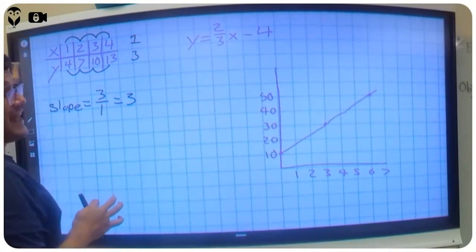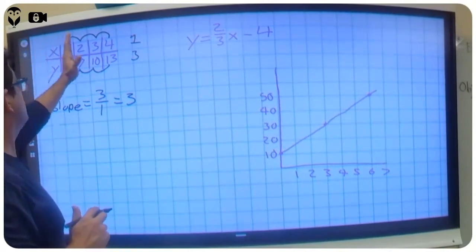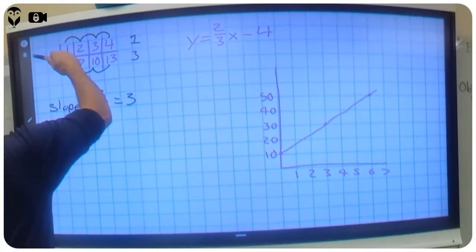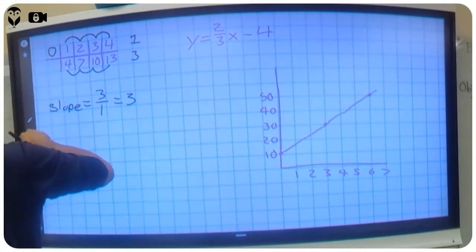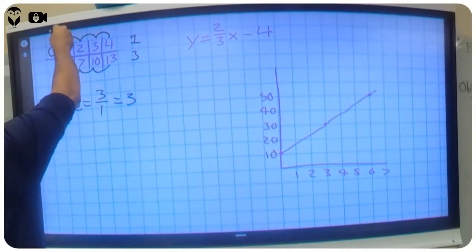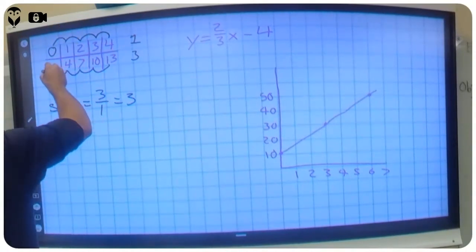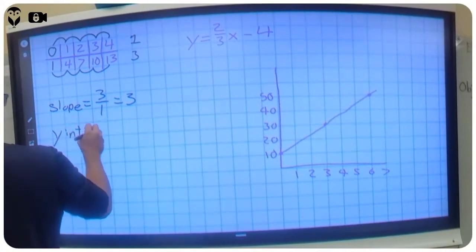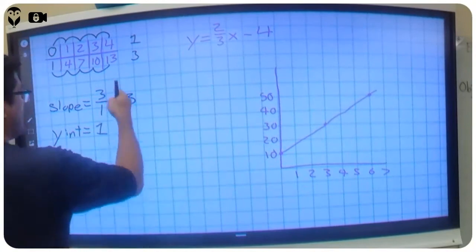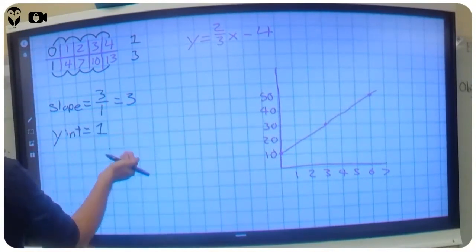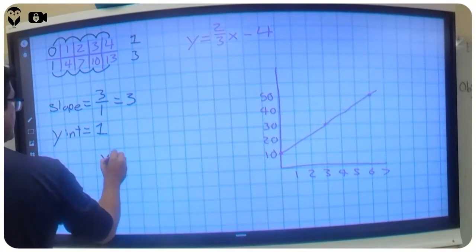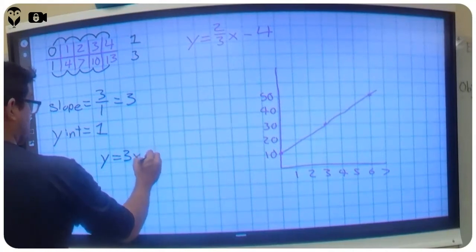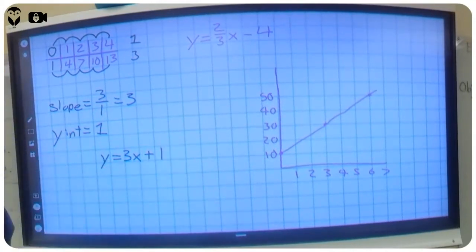Now, how do I find the y-intercept? The y-intercept is when x is 0. If we know the path, we can backtrack. So if we're going up by 1, I'll go down by 1. If we're going up by 3, I'll go down by 3, and I'll find out that the y-intercept is 1. With the slope and the y-intercept, I can write it in slope-intercept form: y equals the slope times x, plus the y-intercept, a positive 1. There's my equation for this line.